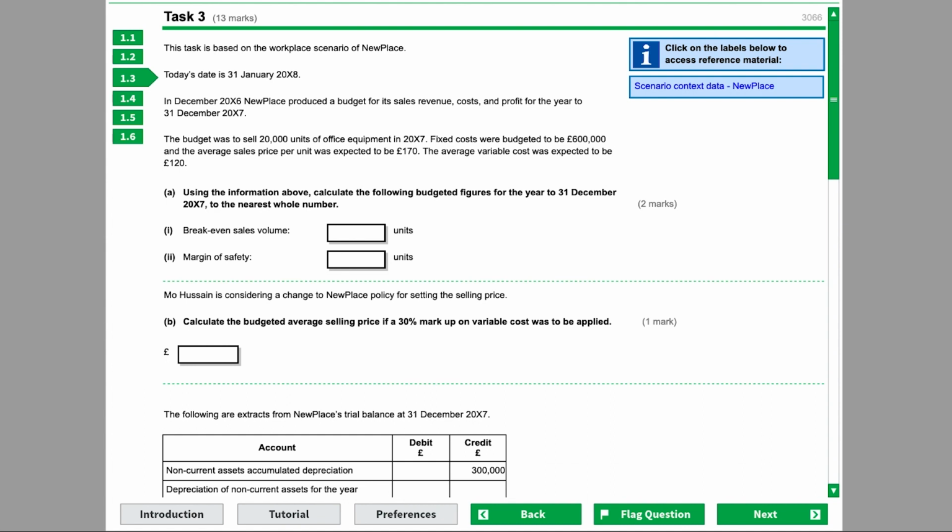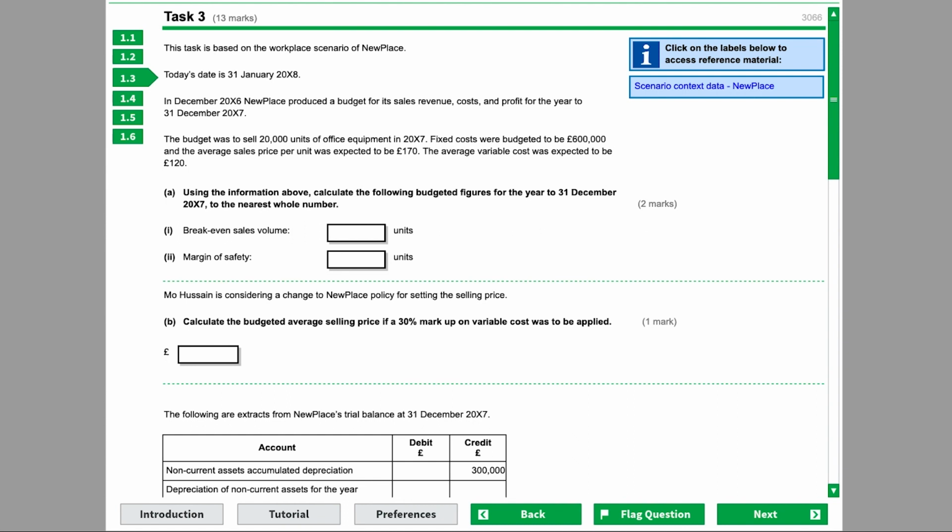The budget was to sell 20,000 units of office equipment in 2017. Fixed costs were budgeted to be £600,000 and the average sales price per unit was expected to be £170. The average variable cost was expected to be £120. Part A, using the information above, calculate the following budgeted figures for the year to the 31st of December 2017.